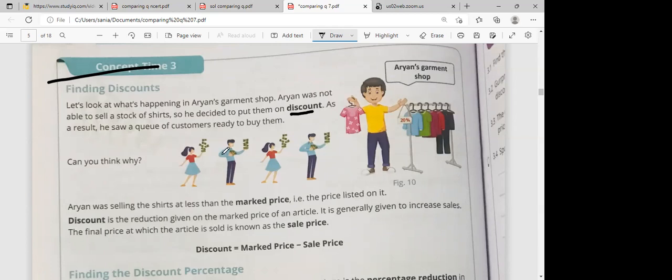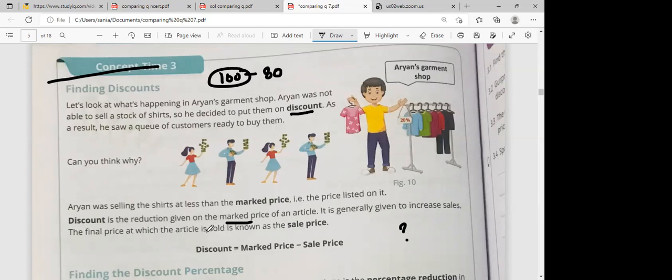Aryan was selling the shirt at less than the marked price. For example, the marked price is 100 rupees and Aryan is selling it at 80 rupees. So of course, everyone will purchase it, right? So what is discount? Discount is a reduction given on the marked price of an article. It is generally given to increase the sales. The final price at which the article is sold is known as the sale price.